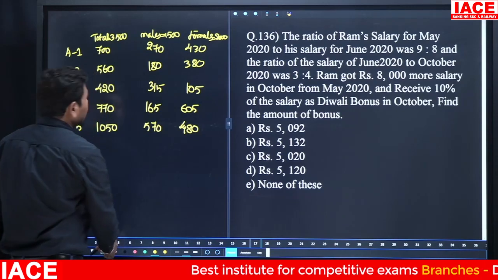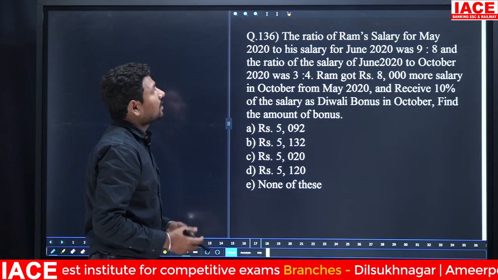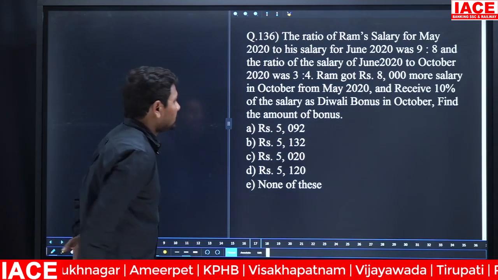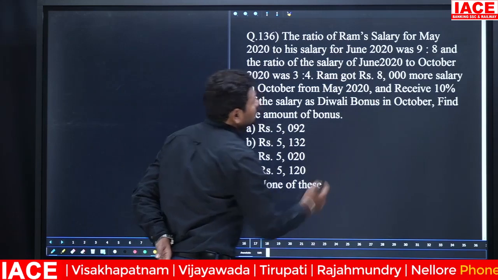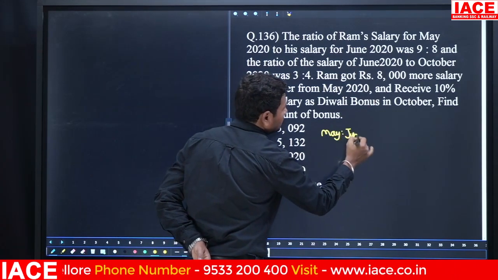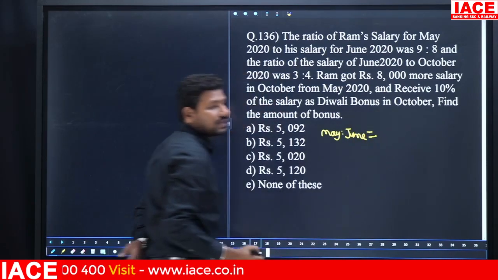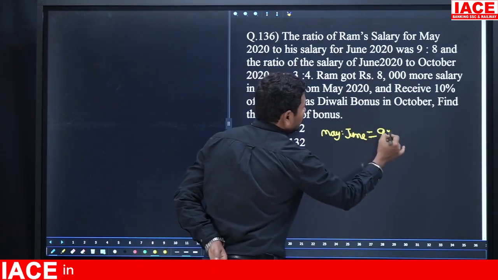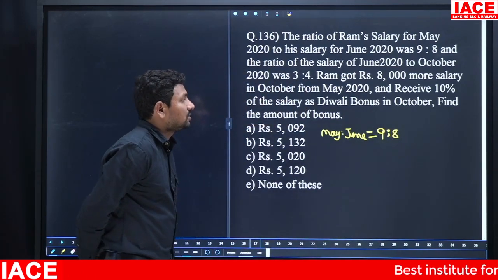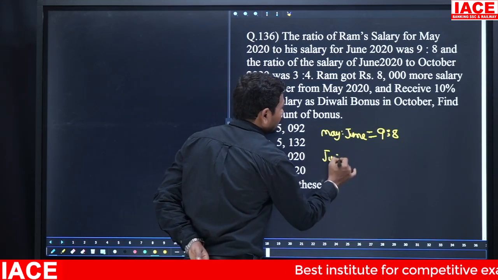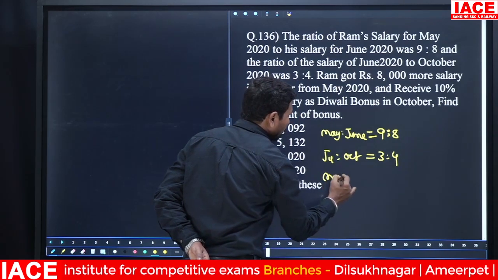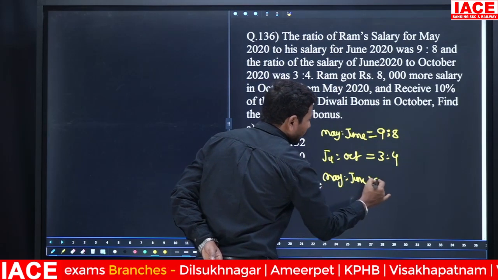Next we have a different data. Look at Ram's salary for May 2022. His salary for June 2020 was 9:8. Ram's salary May to June ratio is 9:8. And the ratio of the salary of June to October is what? 3:4. June to October 3:4. And finally we have to write May, June and October.